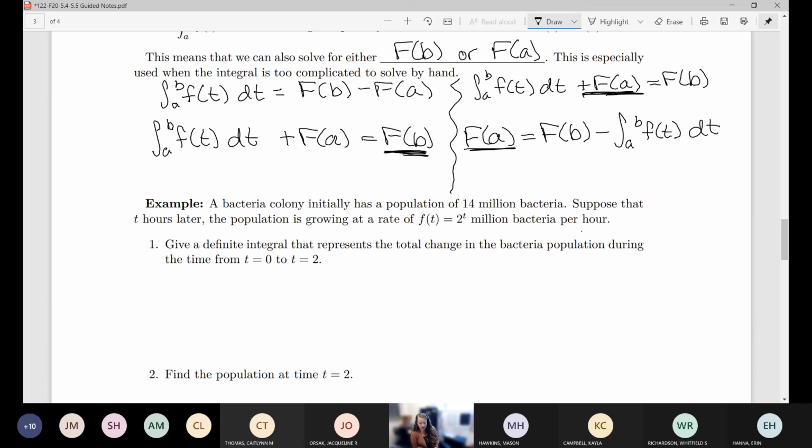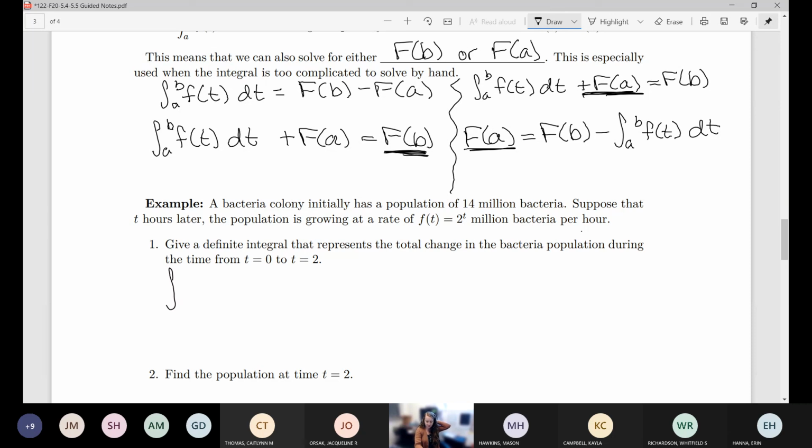So say we have a bacteria colony and it initially has a population of 14 million bacteria. Suppose that t hours later, the population is growing at a rate of 2 to the t million bacteria per hour. Give a definite integral that represents the total change in the bacteria population during the time t equals 0 to t equals 2. So total change, well, that's what our integral represents.